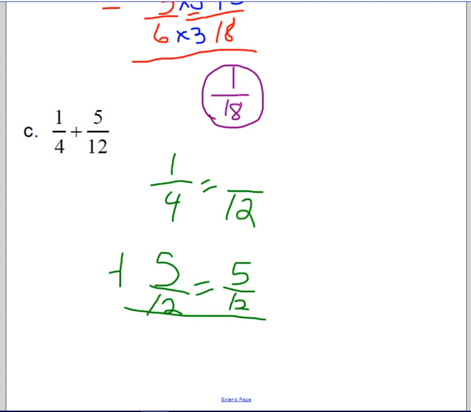And so for our first fraction, we know to get to 12 from 4, we have to multiply by 3. And so we're going to do the same for the top. And 1 times 3 gives us 3. And now we can go ahead and add already because we have 3/12 plus 5/12. 3 plus 5 is 8. So we're going to get 8/12 as an answer.